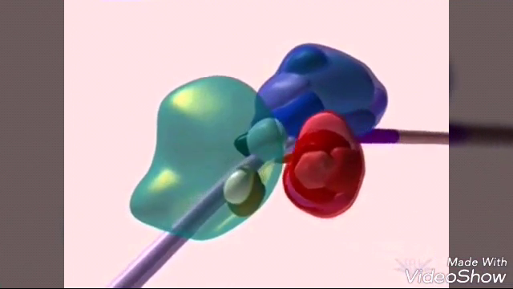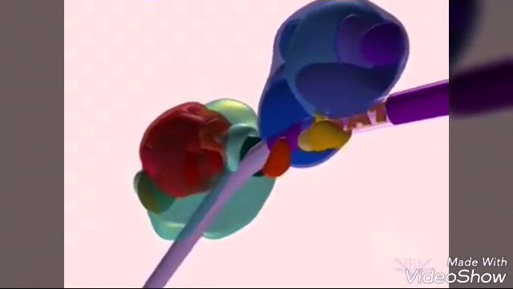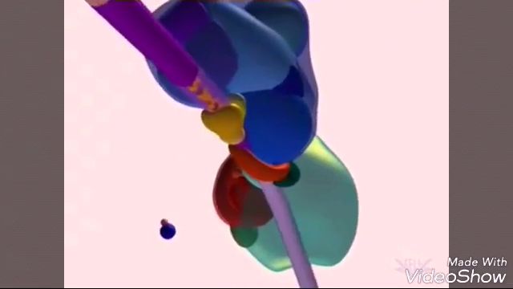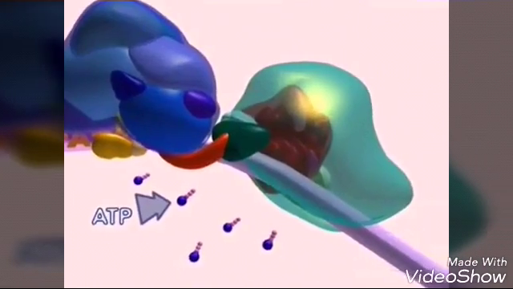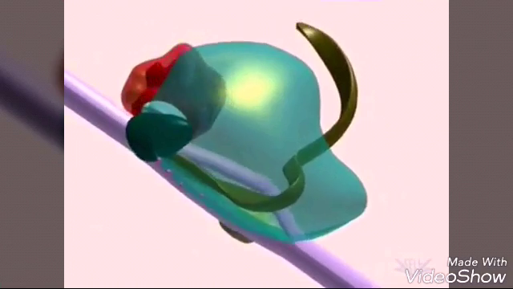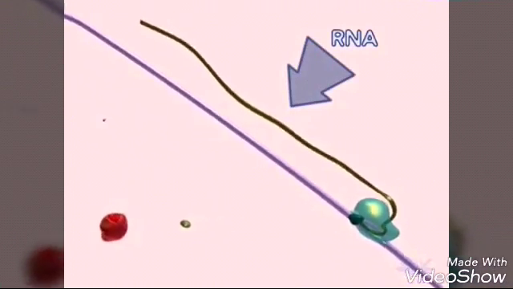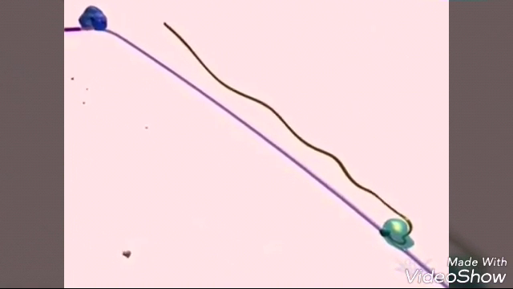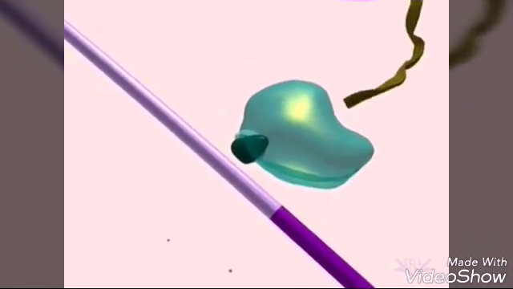Now, energy must be added to the system for transcription to begin. This energy is provided by the hydrolysis of ATP into ADP and Pi. RNA polymerase then synthesizes an RNA strand from the strand of DNA. Most factors are released after transcription begins. When the end of the transcription unit is reached, the RNA polymerase dissociates and the newly formed strand of RNA is released.